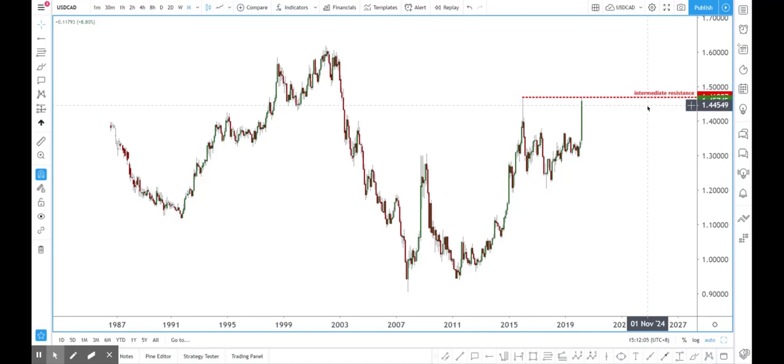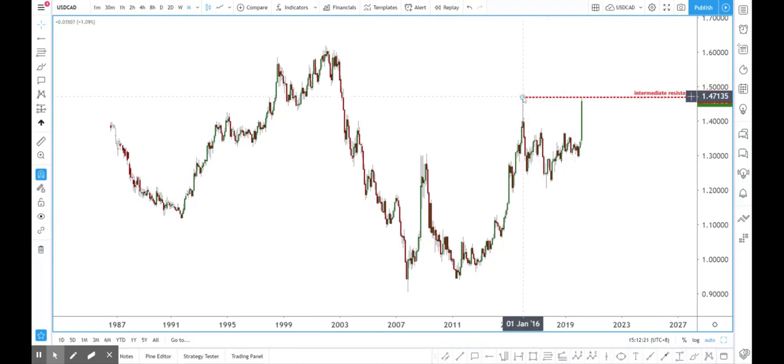Hi guys, for today's trade of the day, we'll be looking at the dollar CAD, and as usual, we'll start off with the monthly chart. Now, on the monthly chart, we see that the dollar CAD has actually made a very long bullish candle, and it actually spiked and touched the high of January 2016.